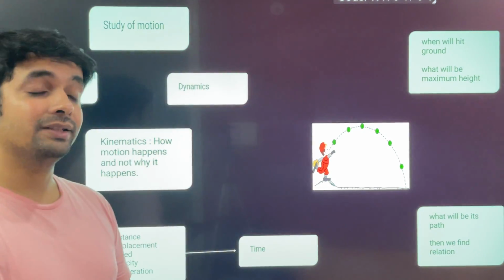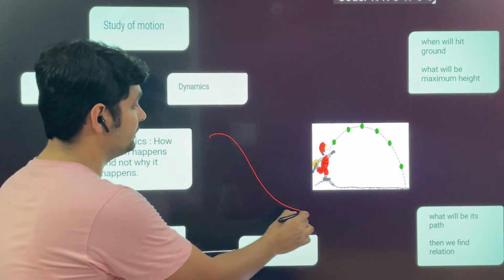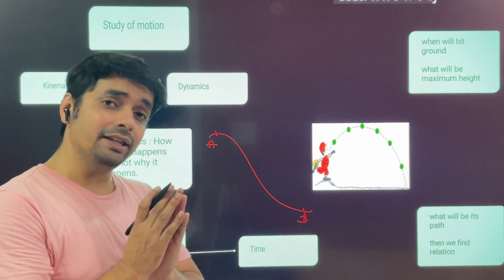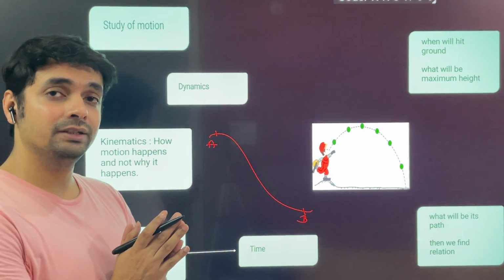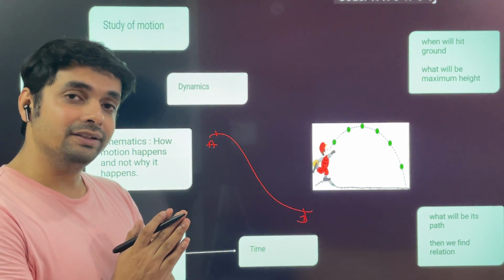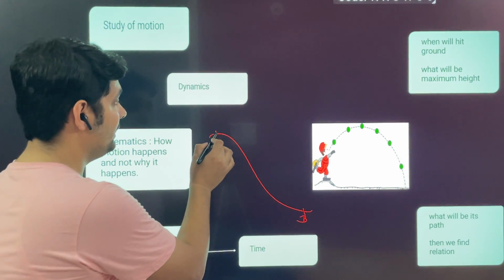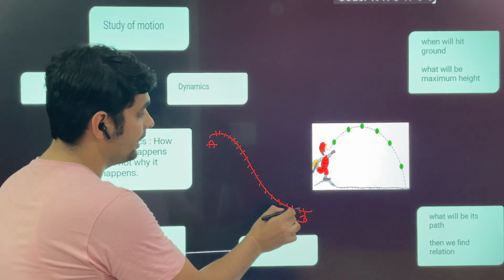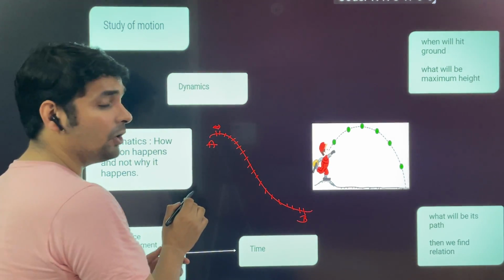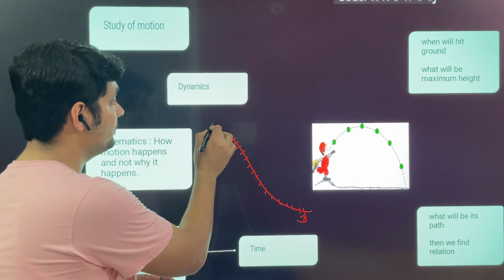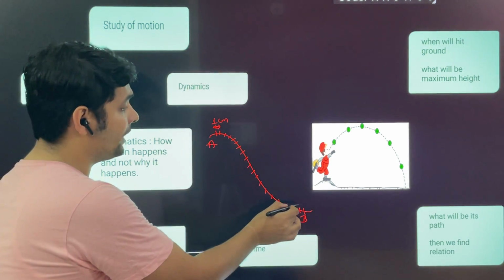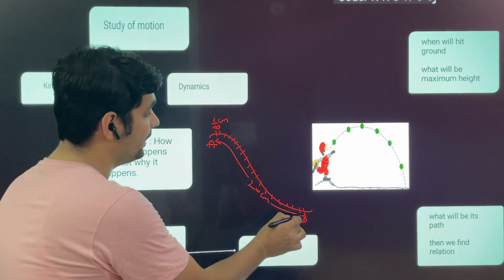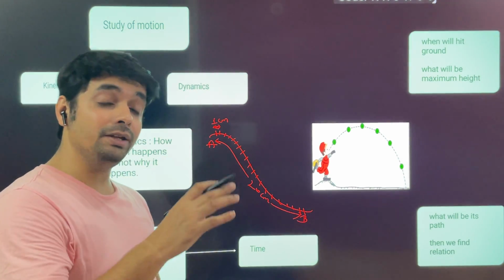Now, what is distance? When an object moves between two positions, let us consider between A and B, then the actual length between A and B is known as the distance. For example, if I divide the whole path into small parts, and the length of one small part is 1 centimeter, and the total number of parts is 20, then the total length will be 20 centimeters, and this is nothing but the distance between A and B.